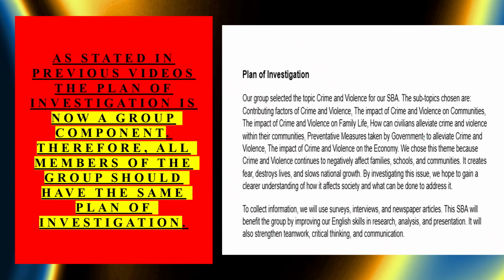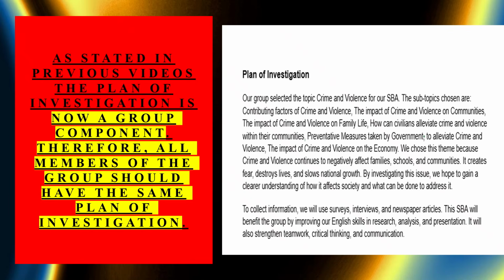The subtopics chosen are contributing factors of crime and violence, the impact of crime and violence on communities, the impact of crime and violence on family life, how can civilians alleviate crime and violence within their communities, preventative measures taken by government to alleviate crime and violence, the impact of crime and violence on the economy. We chose this theme because crime and violence continues to negatively affect families, schools, and communities. It creates fear, destroys lives, and slows national growth.